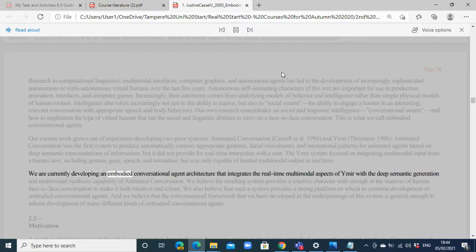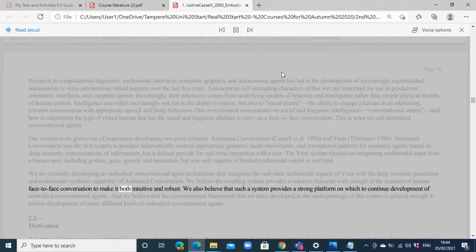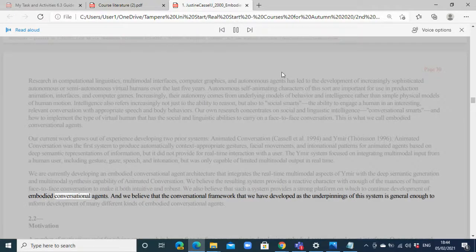We are currently developing an embodied conversational agent architecture that integrates the real-time multimodal aspects of Ymir with the deep semantic generation and multimodal synthesis capability of Animated Conversation. We believe the resulting system provides a reactive character with enough of the nuances of human face-to-face conversation to make it both intuitive and robust. We also believe that such a system provides a strong platform on which to continue development of embodied conversational agents. And we believe that the conversational framework that we have developed as the underpinnings of this system is general enough to inform development of many different kinds of embodied conversational agents.